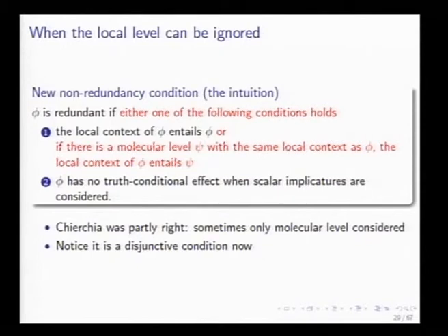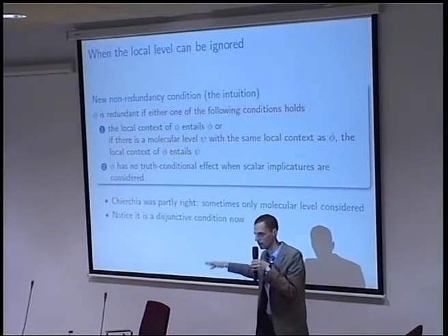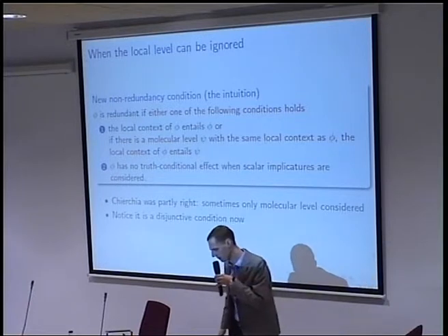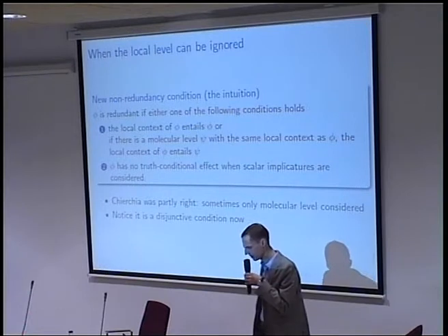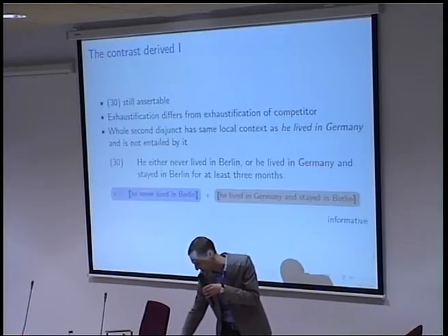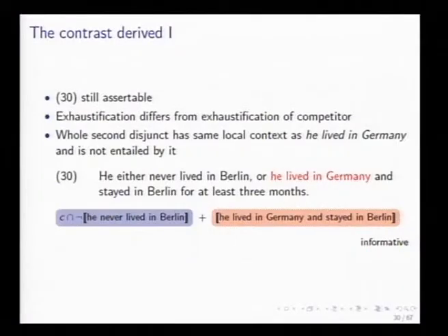That means that Gennaro was actually partly right, but for the wrong data, I think. Because sometimes we only consider the molecular level. And let's see how this works. First, let's consider 30, which we want to be assertable. He either never lived in Berlin, or he lived in Germany and stayed in Berlin for at least 3 months.